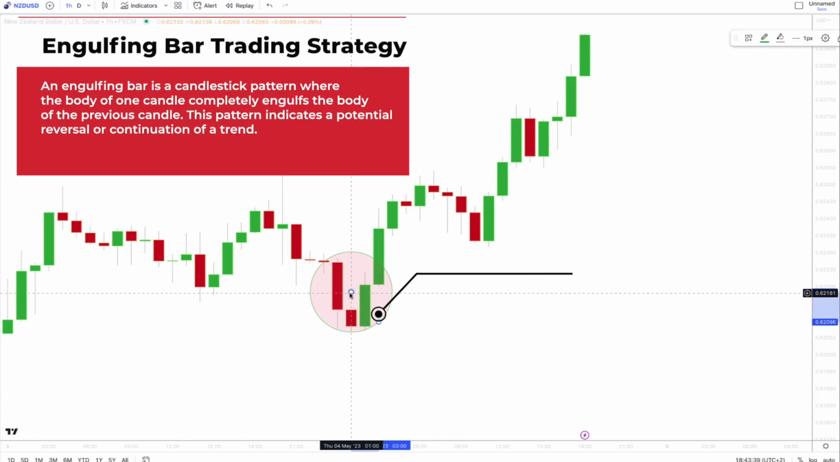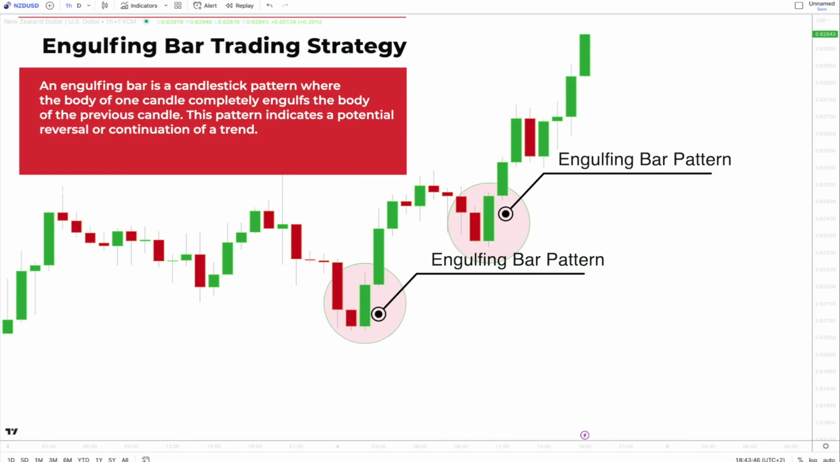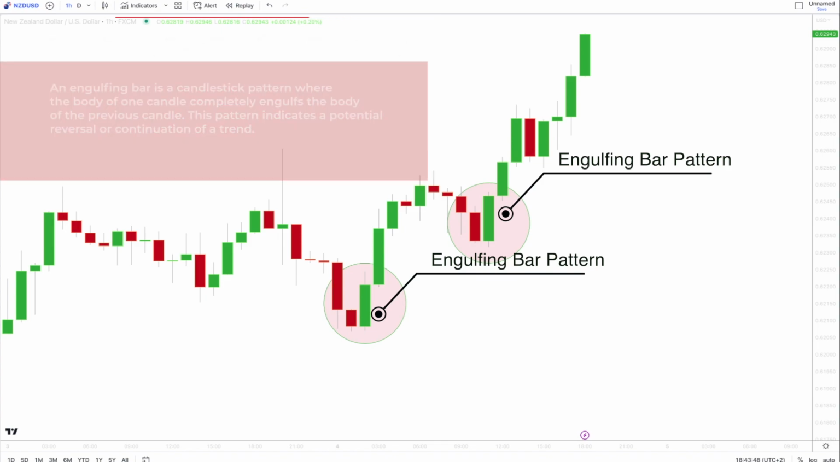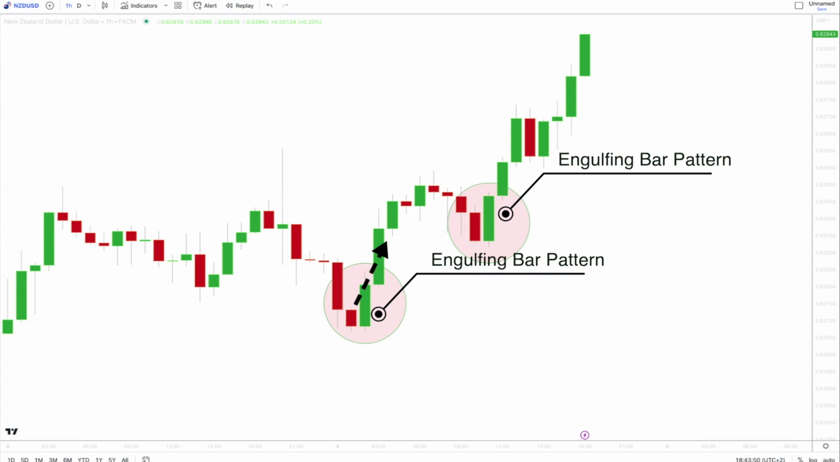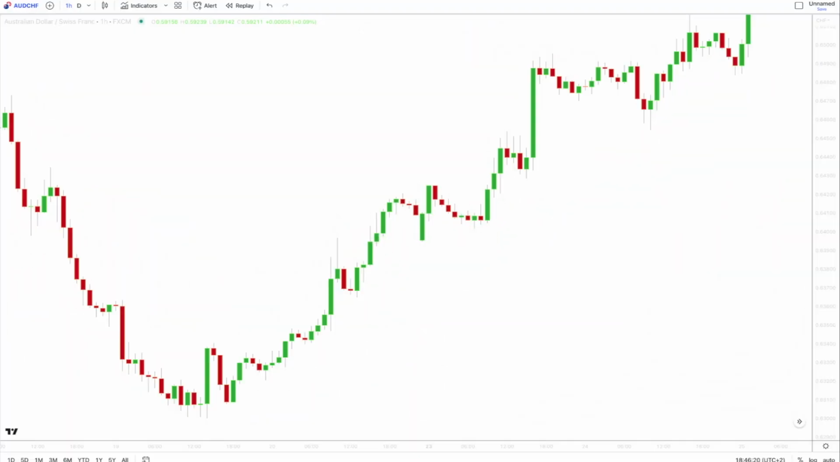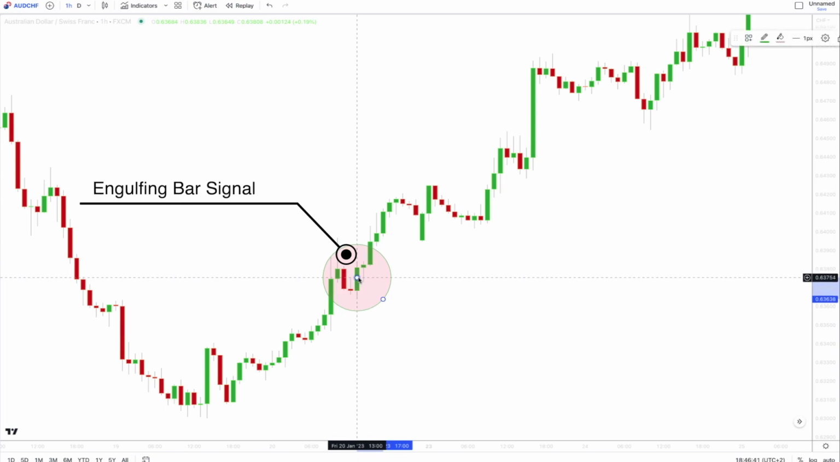An engulfing bar is a candlestick pattern where the body of one candle completely engulfs the body of the previous candle. This pattern indicates a potential reversal or continuation of a trend. When trading the engulfing bar trading strategy, we want to look for engulfing bars that occur during a trending market. In a strong uptrending market, we can use the engulfing bar as a signal to join the strong uptrend.